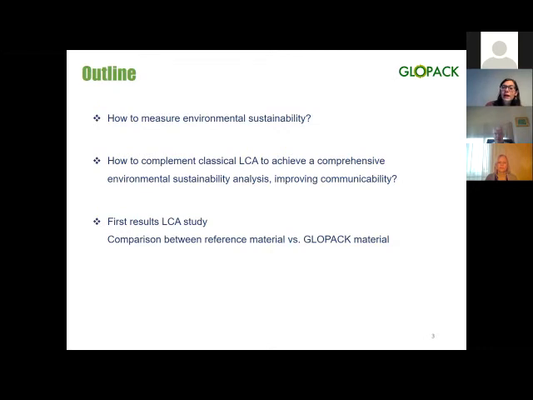So what we would like to present today is, first of all, how should we measure the environmental sustainability and what are still some limitations today? And based on these limitations, we thought, how can we complement the classical LCA in order to have a comprehensive analysis on the bio-based packaging material compared to fossil-based packaging. And we will show you some first results of the LCA study.